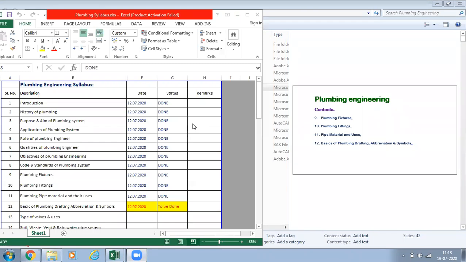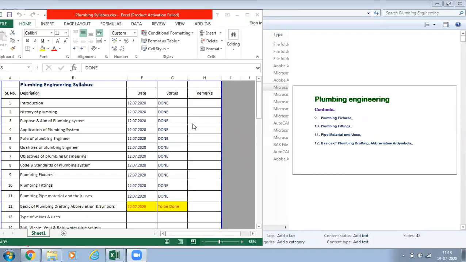Last class we saw the introduction, history of plumbing, purpose and aim of plumbing system, application of plumbing system, role of plumbing engineer, qualities of plumbing engineer, objective of plumbing engineering, codes and standards of plumbing system, plumbing fixtures, plumbing fittings, plumbing pipe material and their uses.